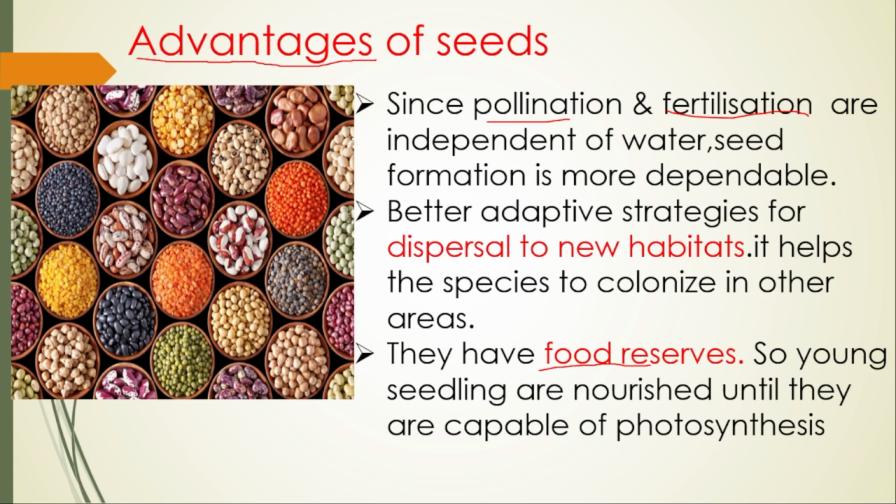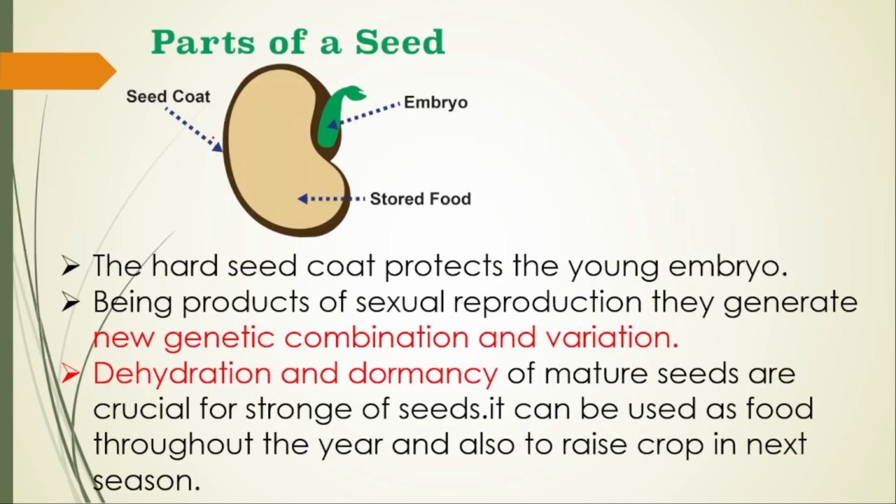Due to the food storage and the rich nutrition, we used to eat cereals, millets, and other seeds. Okay, next, parts of the seed. This is the seed coat, this is the embryo, and this is the stored food. The hard seed coat protects the young embryo. This hard seed coat protects what?